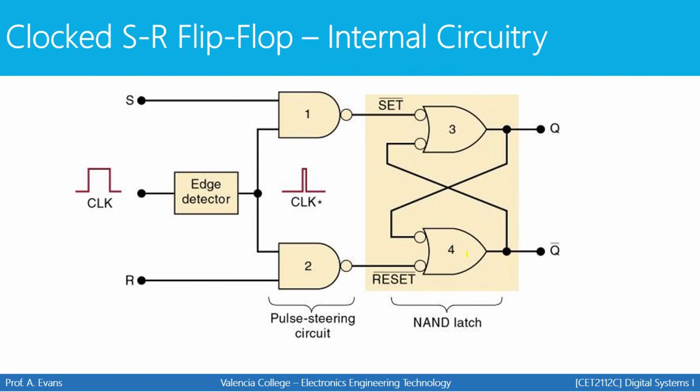This is what the internal circuitry of an SR flip-flop looks like. You have an edge detector, some NAND gates. You have your feedback loops here. This is a NAND latch. So this is actually what's going on inside of the flip-flop. This is where your clock signal goes in. The edge detector determines when there's a rising edge or a falling edge of the clock.